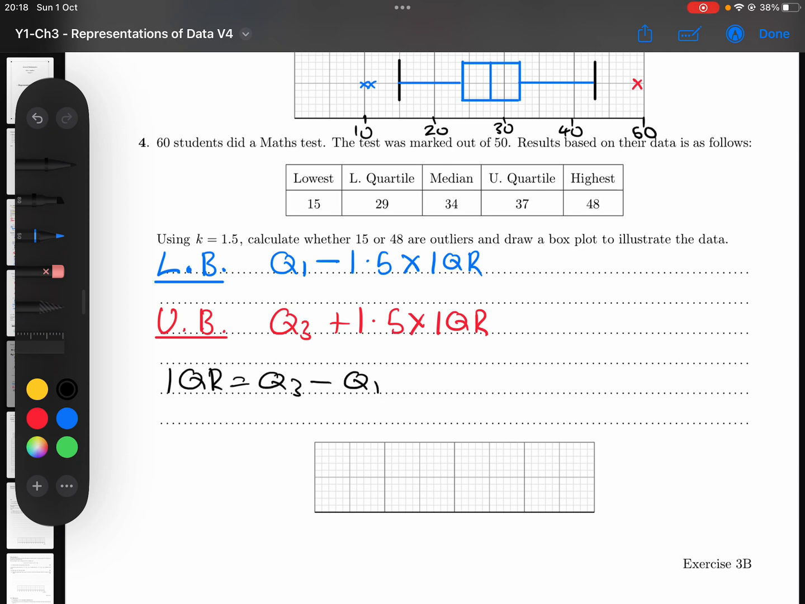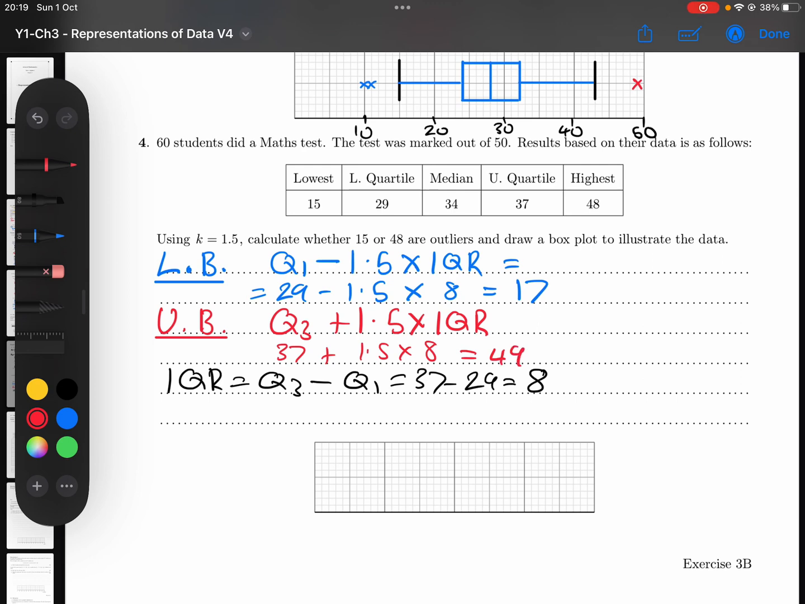Same formula as last time, upper minus lower. And we get an interquartile range of 8. So let's work out those values. The lower bound will be, I'm going to do it underneath actually, 29 minus 1.5 times 8 gives us a lower threshold of 17. And the upper quartile plus 1.5 times 8 gives a value of 49.